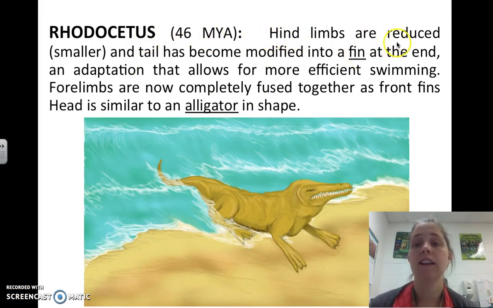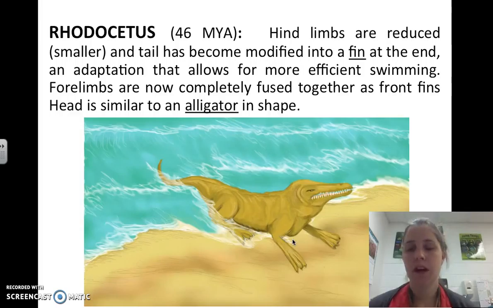Rhodocetus. Hind limbs are reduced and smaller. Okay, the tailbone has become modified into a fin at the end. So now there's a fin at the end, an adaptation that allows for more efficient swimming. The 4 limbs are now completely fused together into fins, okay, and has front fins and head similar to an alligator in shape.